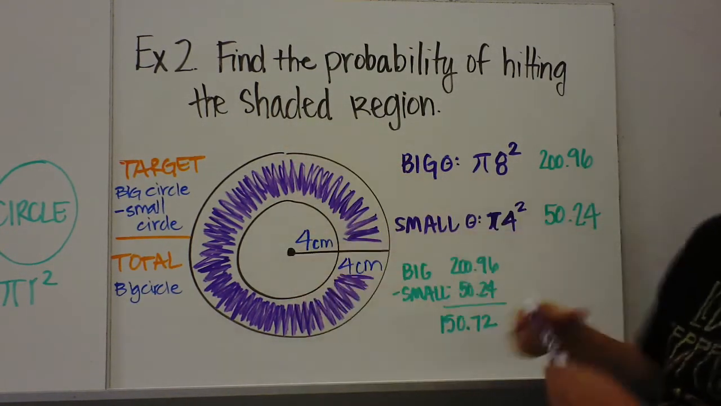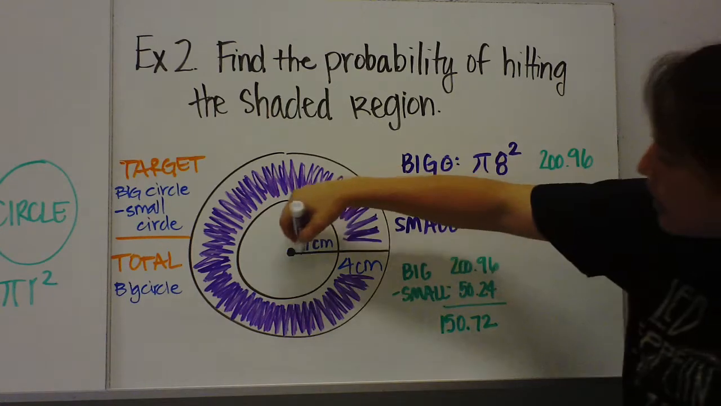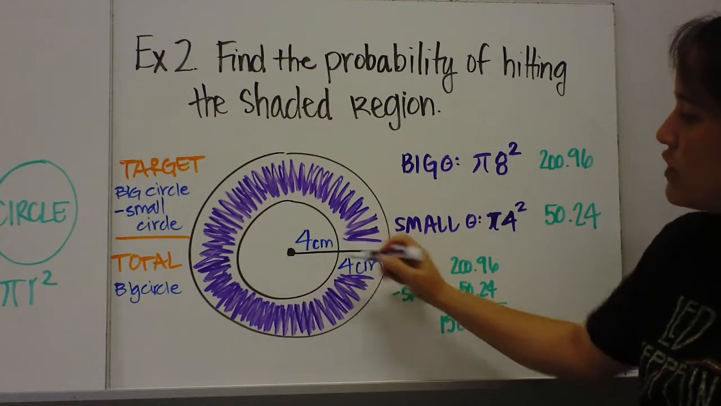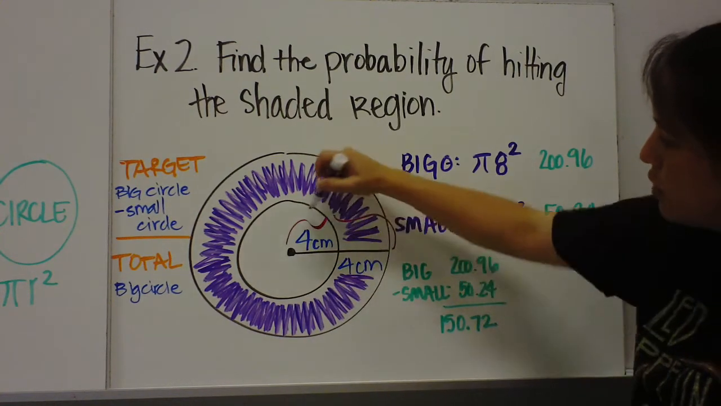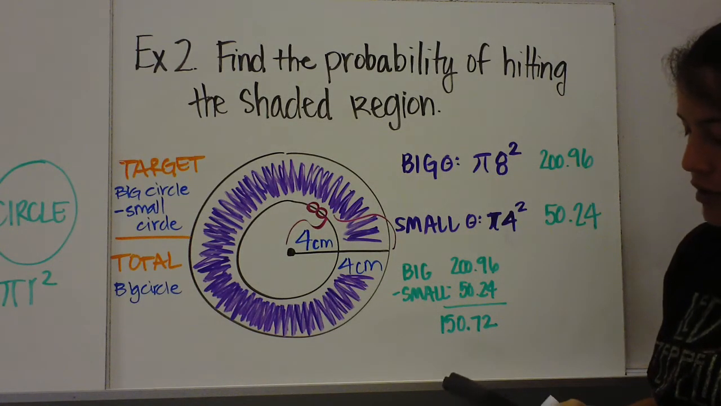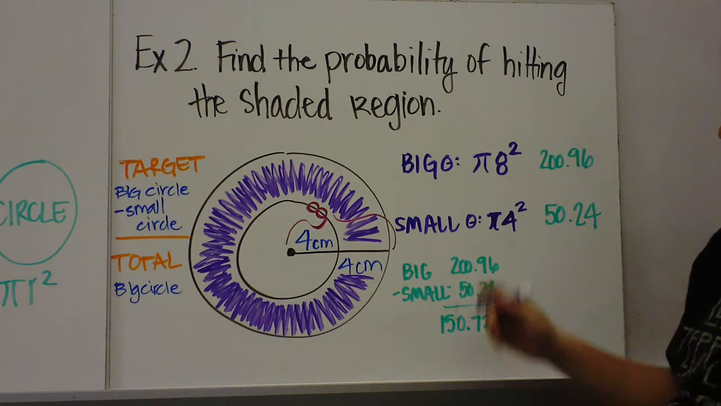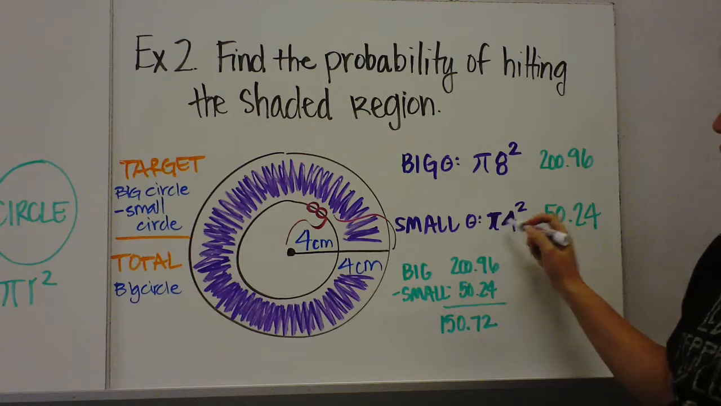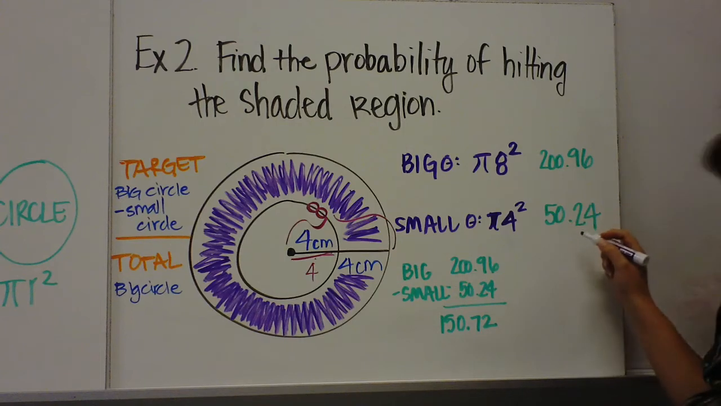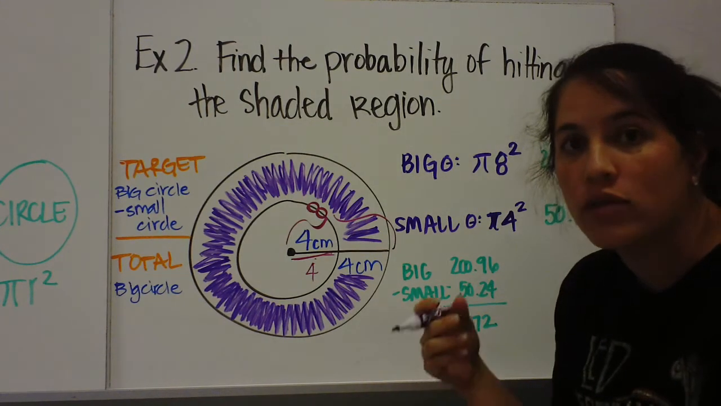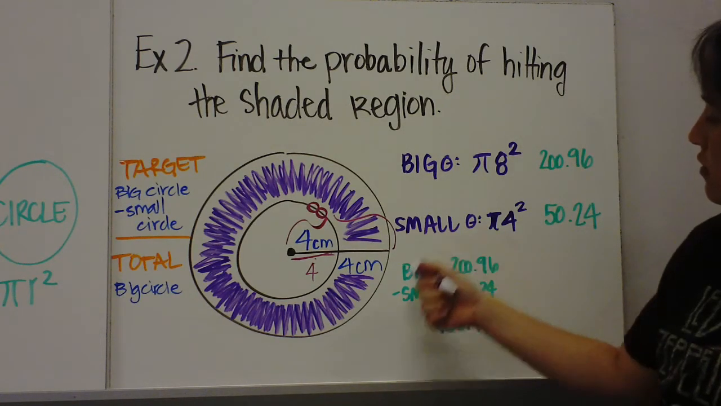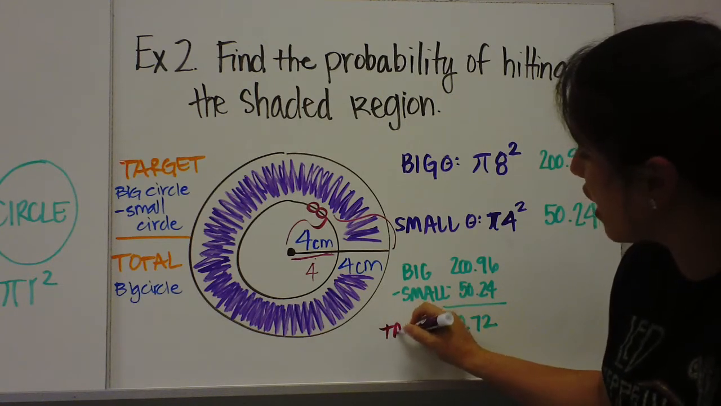I found the big circle area to be pi times 8 squared, because if this is 4 and this is 4, total together would be 8, because 4 plus 4 is 8. So total would be 8. And I got 296. Let me check, make sure. 3.14 times 8 squared. Yep. Then I found the small circle, which would be pi times 4 squared, because from here is just 4. And I got 50.24. So I found the area of both circles. Now I just have to do a little subtraction. The big circle minus the small circle. So this is our target area.